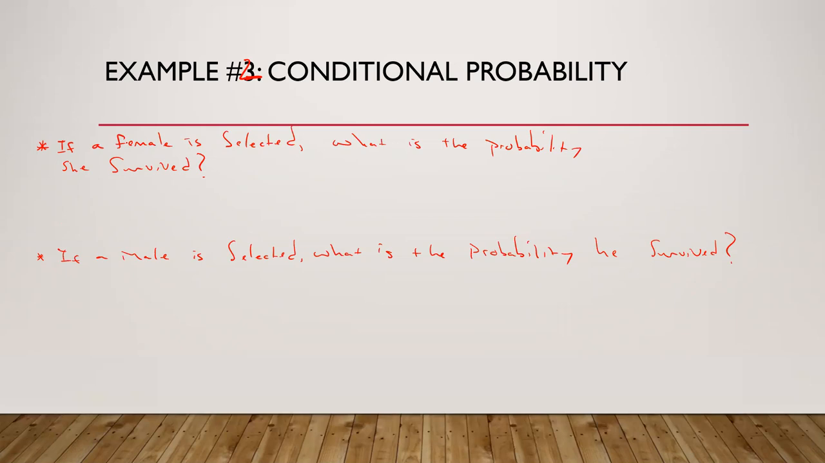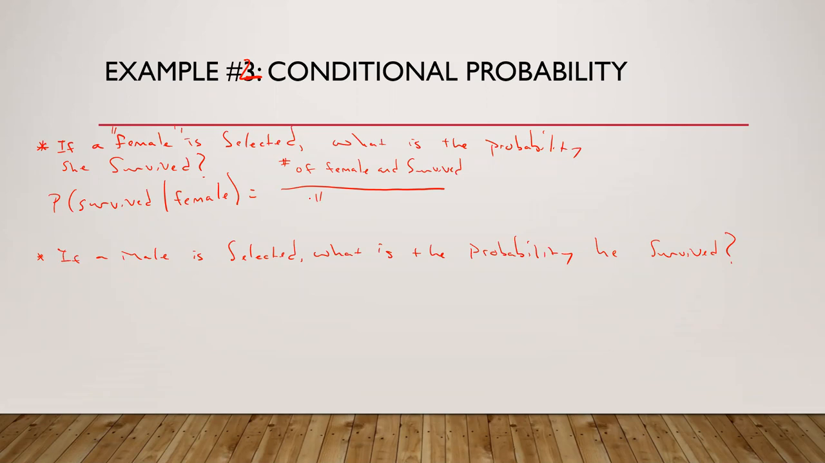Okay, so for this first one here, what am I telling you to assume is selected? Females, yeah. So it's the probability somebody survived given they were female. Just using this formula, it's the number of females and survived divided by the number of females.